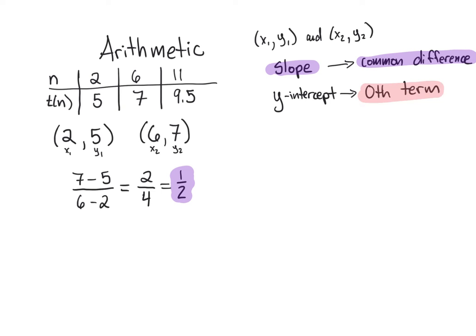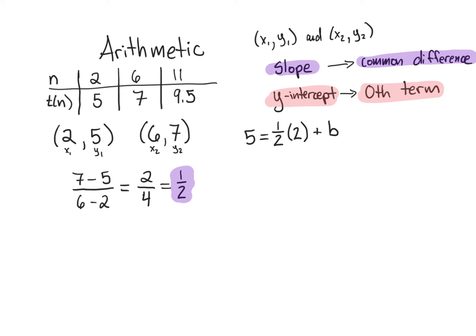Next, to find the 0th term in this situation, we follow the same process we used to find the y-intercept. You can pick any point. I'm going to pick 2, 5 because I feel like it. And we'll say 5, our y value, is equal to our common difference, or our slope, times our input, 2, plus b. We still don't know what our y-intercept is. That's what we need to solve for.